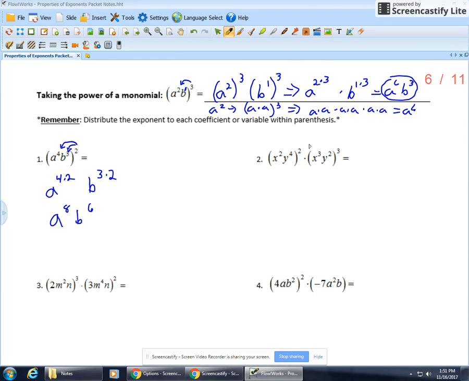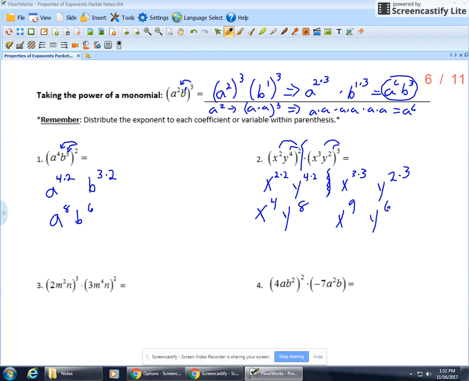All right. For more intense, you just divide them up. Do the distribution first. So you get a to the 2 times 2 power and y to the 4 times 2 power. Do the same thing over here. All right. You get x to the 3 times 3 power, and you get y to the 2 times 3 power. You're going to get x to the 4th power and y to the 8th power. Here you get x to the 9th power and y to the 6th power.